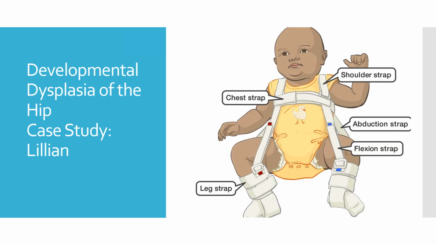So here's a good illustration of a Pavlik harness. You can see the child has socks which cover the lower straps, the leg straps. We have an abduction strap, shoulder strap, and chest strap, and we always have some clothing underneath those straps to make sure that no skin breakdown takes place.